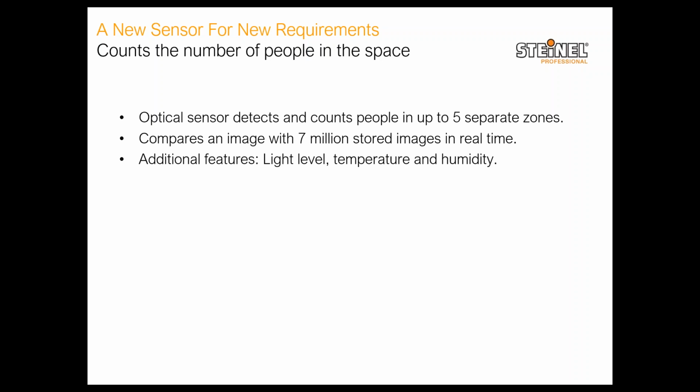This new technology uses optical sensors to detect and count people in up to 5 separate zones. This is great, because we have reached a point where it's not enough to just say, I want to turn the lights on and off if someone's in the room or there's no one in the room. That whole binary occupancy vacancy situation is not enough anymore.